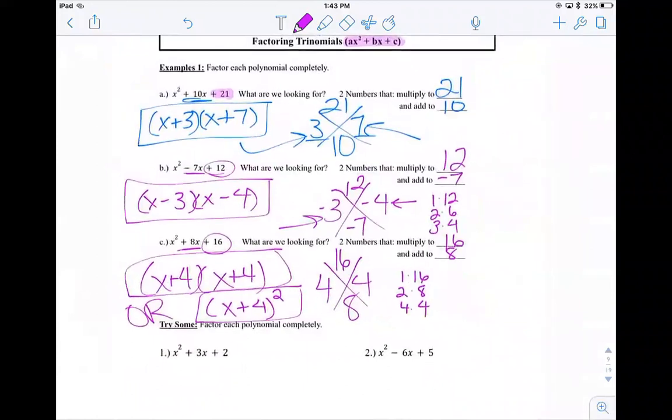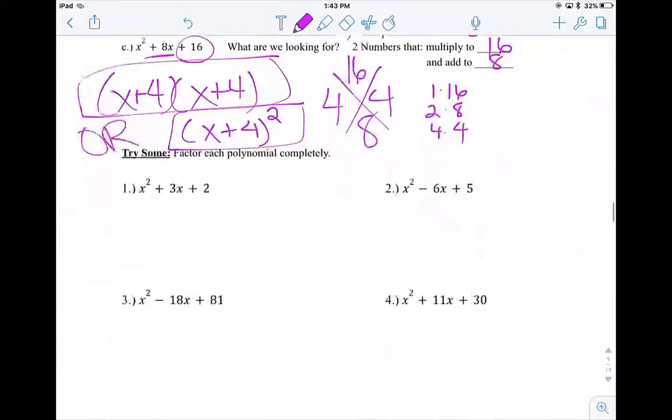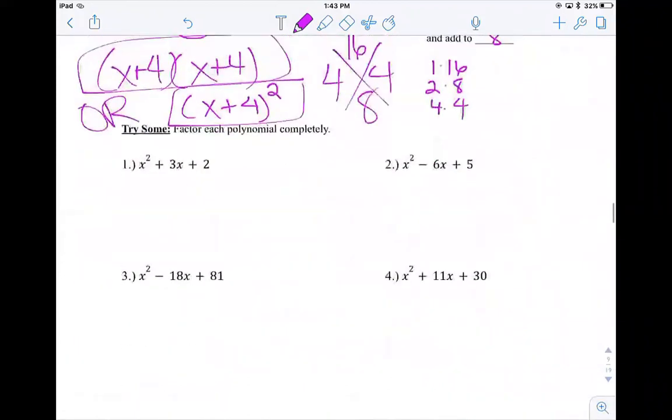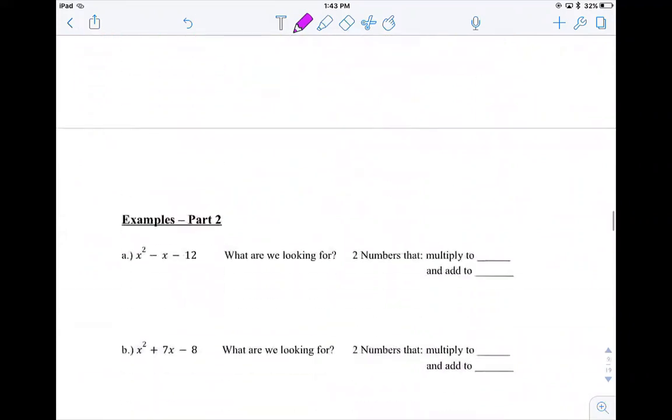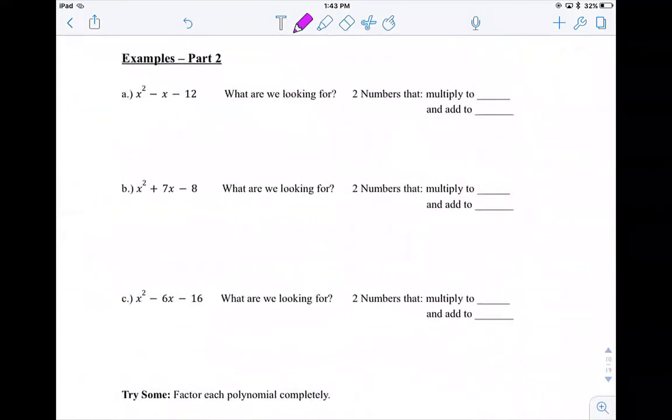So what I would like you to do is try the problems here, the 4 that say try some. We will check that tomorrow in class. So give those a try. And then we are going to take a look at the examples part 2. So same process. We're still working with x squared to start. So it's going to be the same process we did with the other problems.